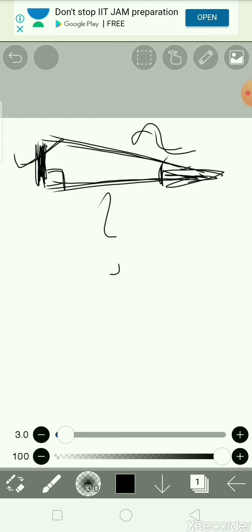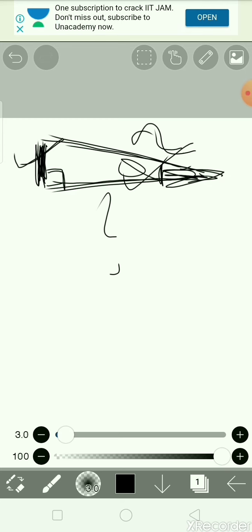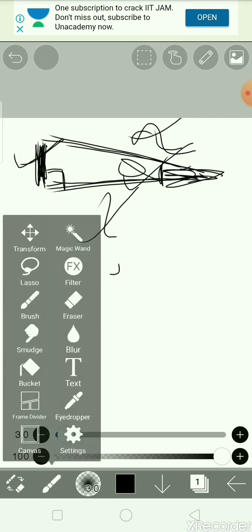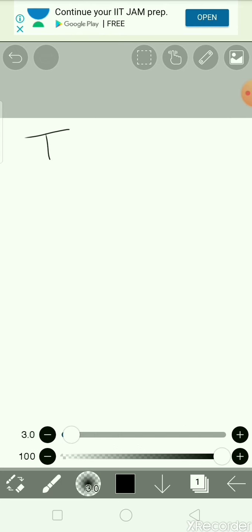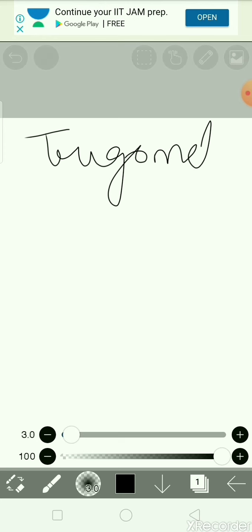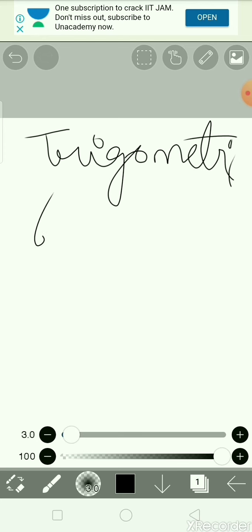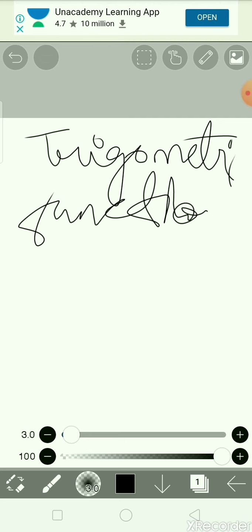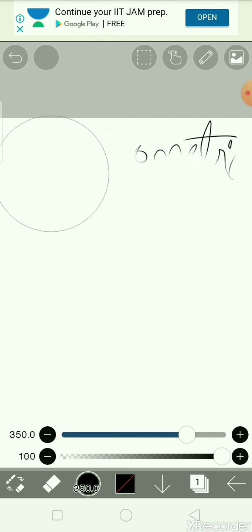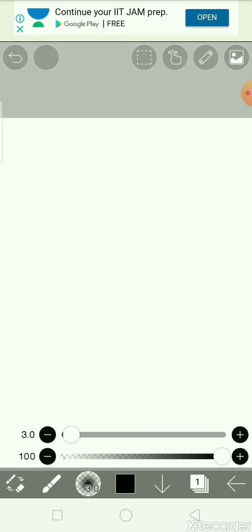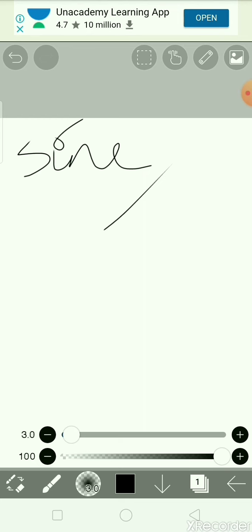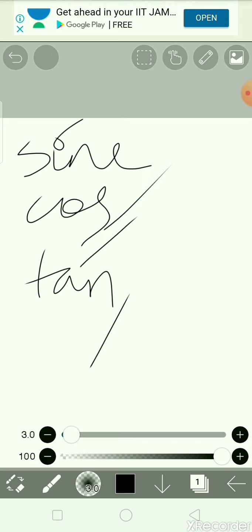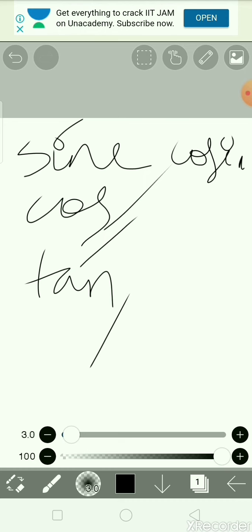These trigonometric functions are sine, cosine, tangent, cosecant, secant and cotangent of some angle theta. Sine, cosine, tangent, cosecant, secant and cotangent. So let us know what these functions are.